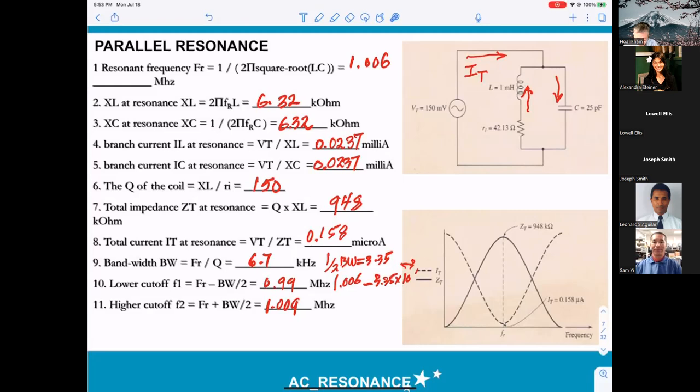We see what happened now. First thing, they want to calculate the resonance frequency. My calculation, 1.006, okay? And in order to calculate it and make sure I get the right answer, it is 1.006 megahertz. FR equals 1 over 2 pi square root of L times C.